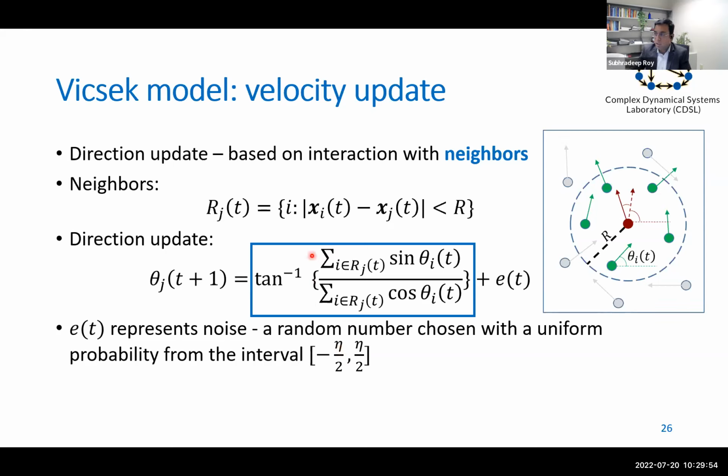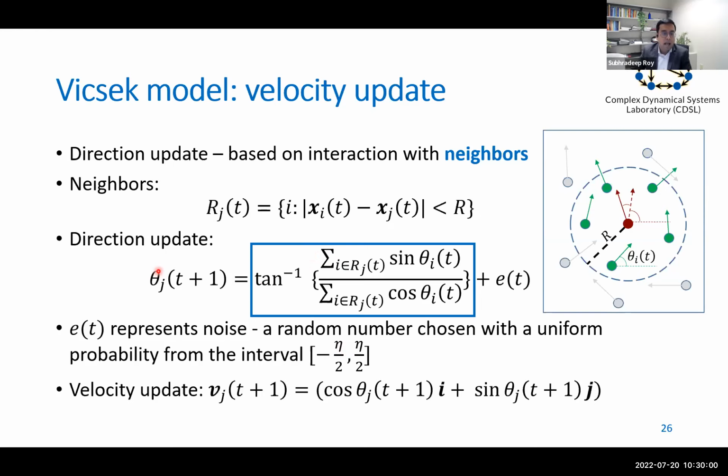So this is how it's going to interact, and it's going to update its heading direction. Once we know theta j for agent J at time t plus 1, I can go back and update its unit velocity vector by plugging in the definition over here, and it has its velocity for the next time step. As you can tell, it's a very simple model. It's a very ideal model, but we will soon see it is powerful.